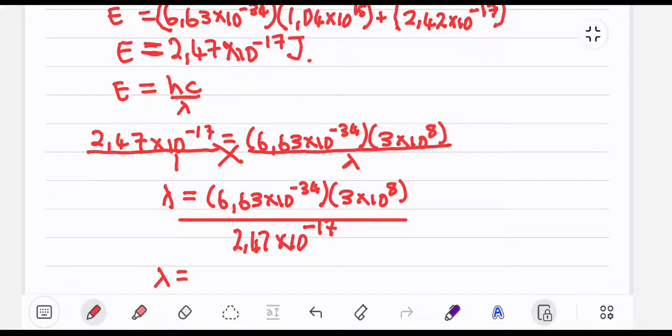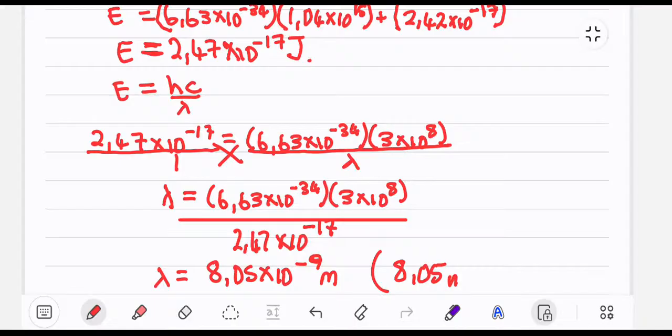So lambda equals 8.05 times 10 to the power of negative 9 meters, and this can also be written as 8.05 nanometers.